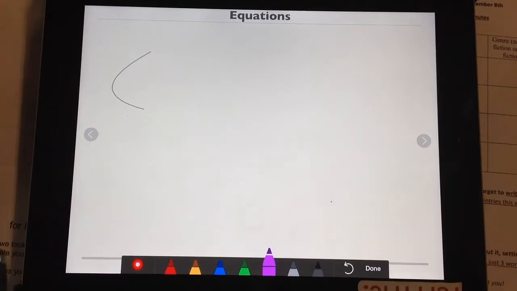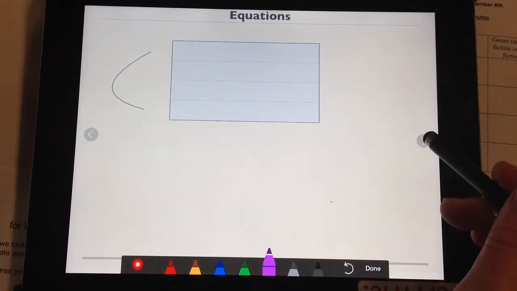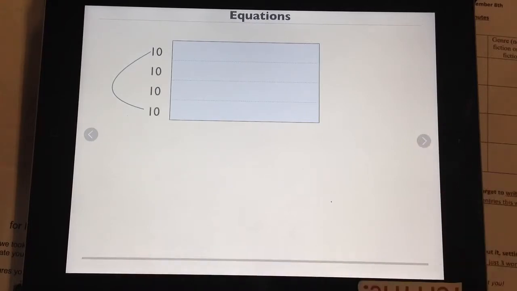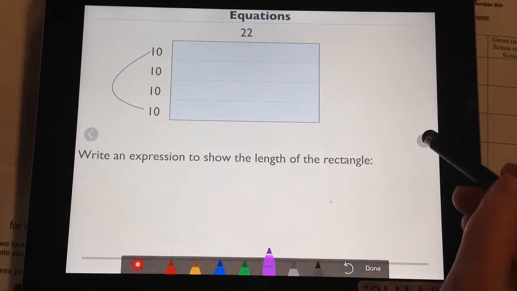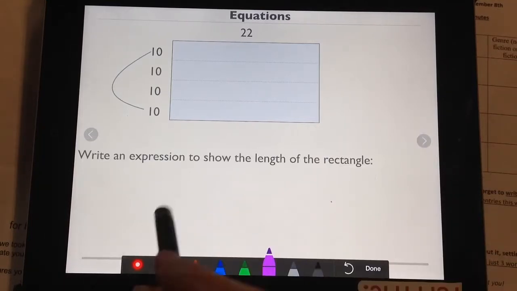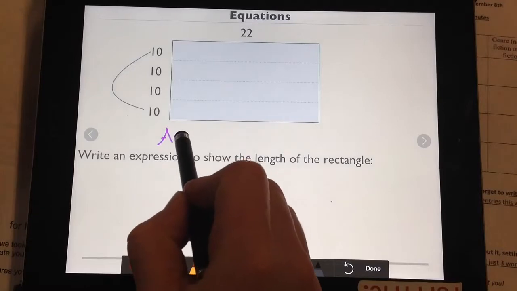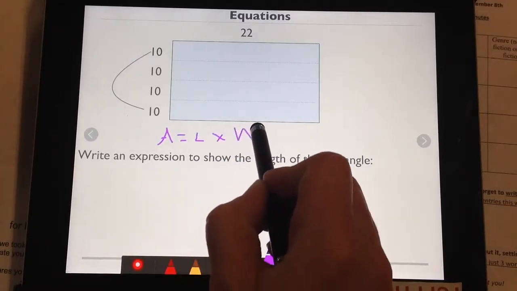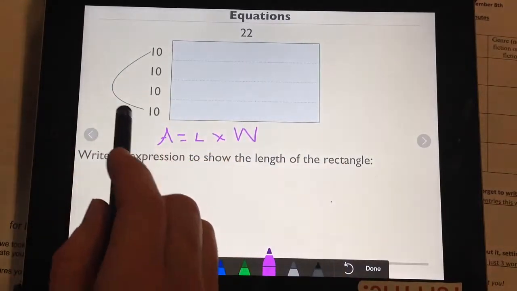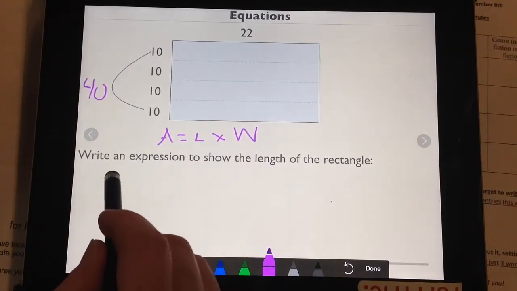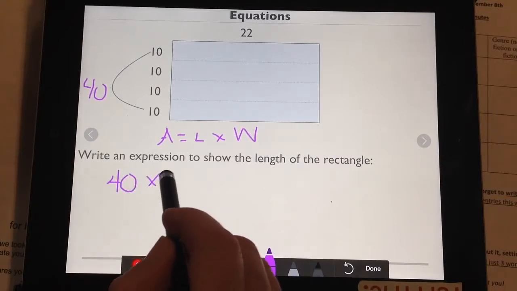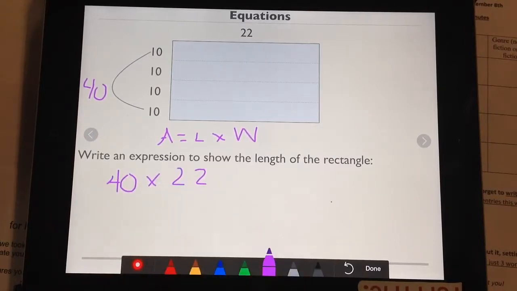Let's look at this problem a little bit differently. If each of these is worth 10, and this is 22, we know that area equals length times width. All of these 10s together equal 40. So what I'm really looking for is 40 times 22. So I'm going to show you two different ways. I'm going to show you the associative property, and I'm going to show you the distributive property.